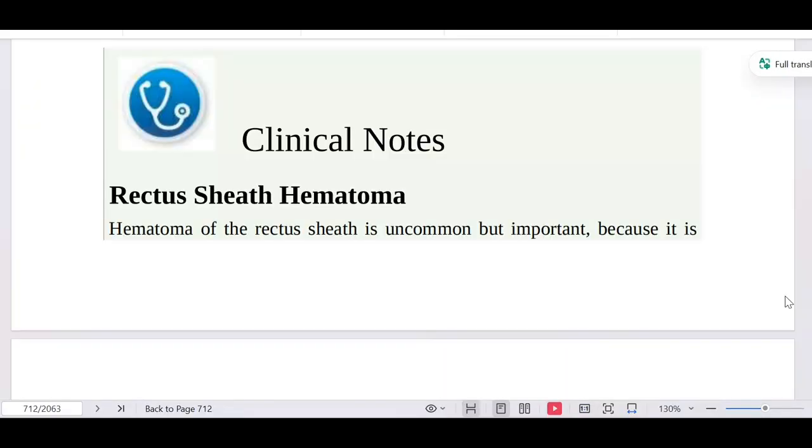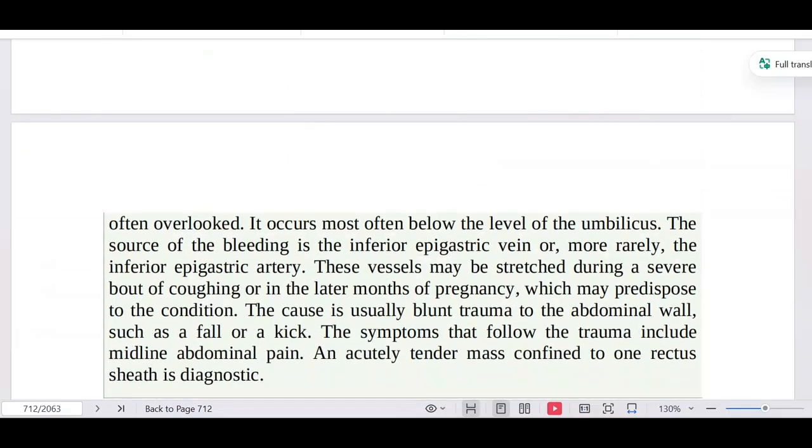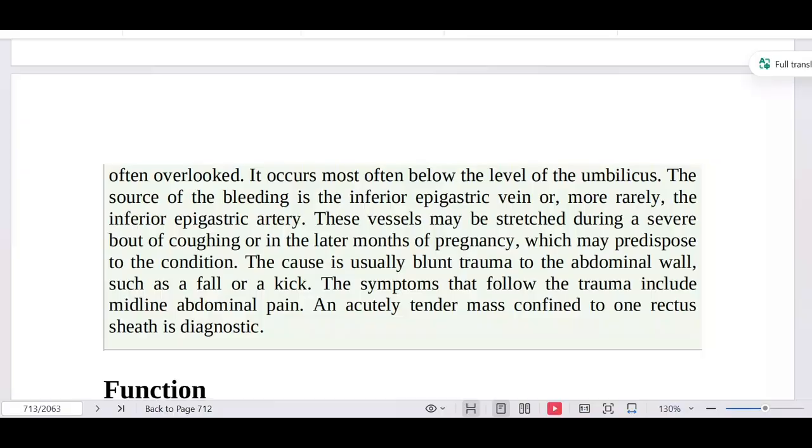Now let's discuss a clinical condition related to the rectus sheath, and that is rectus sheath hematoma. The hematoma of the rectus sheath is usually uncommon, but it is important because it is often overlooked. It is most common below the level of the umbilicus, and the source of bleeding is usually the inferior epigastric vein, or in rare cases the inferior epigastric artery, and these vessels may be stretched during a severe bout of coughing.